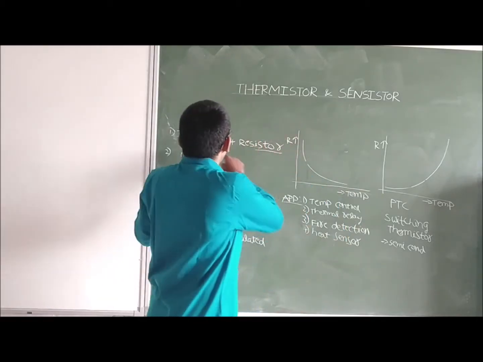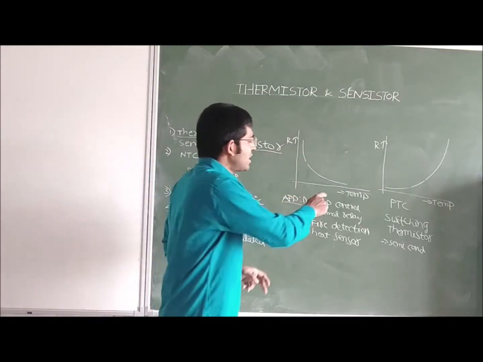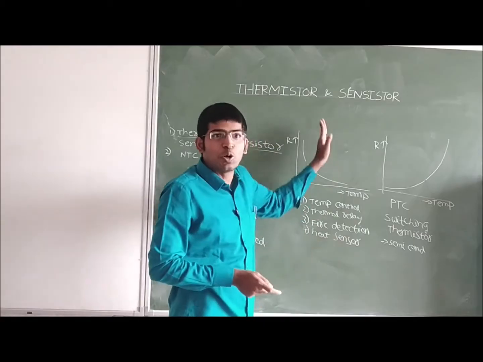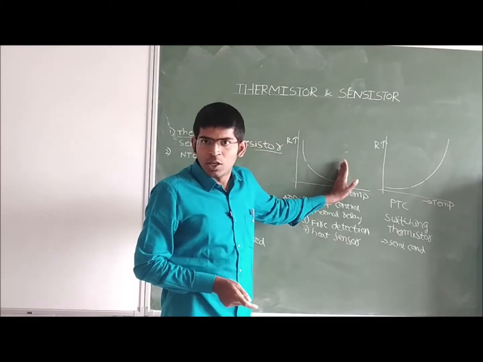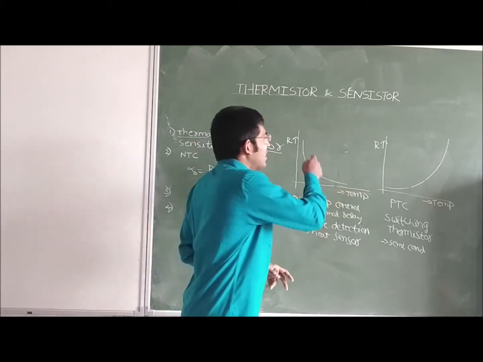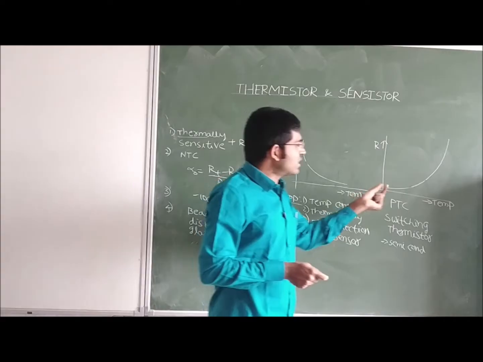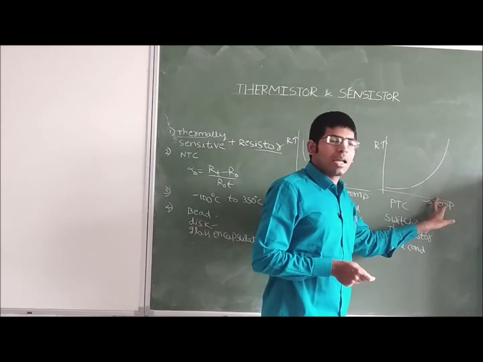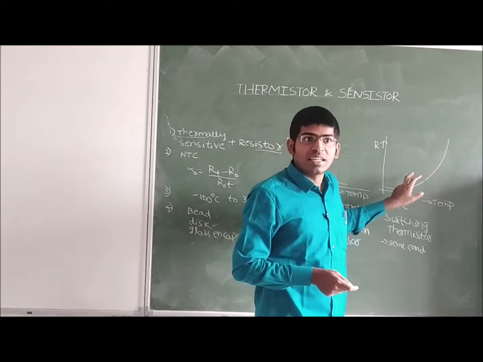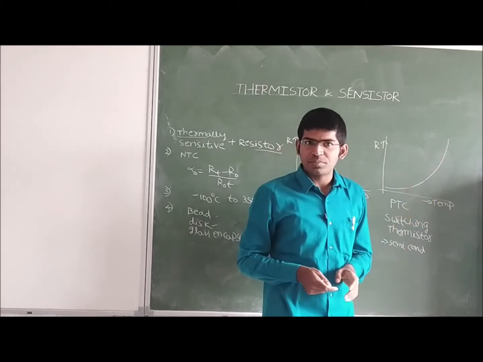Now, for example, we see the thermistor. In the thermistor, when we increase the temperature, what is happening to the resistance value? Decreases. So this decrement is linear or non-linear? This is non-linearity. This is exponentially decrementing. In sensistor, when we increase the temperature, the resistance value increases non-linearly. This is exponential increment.